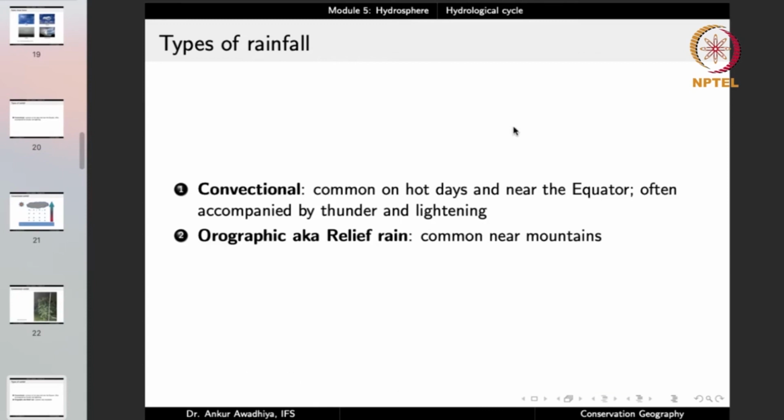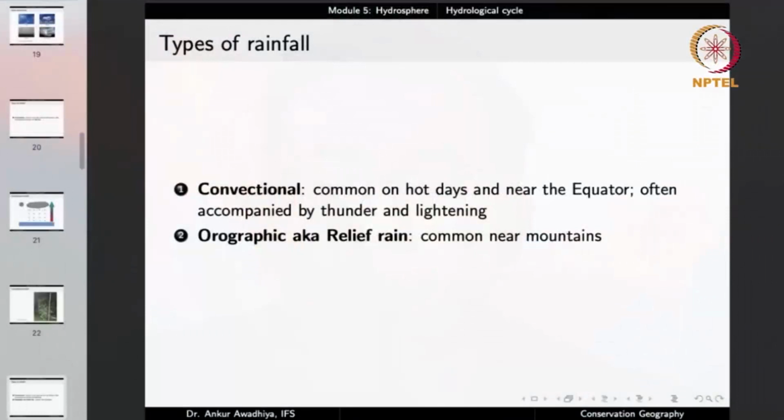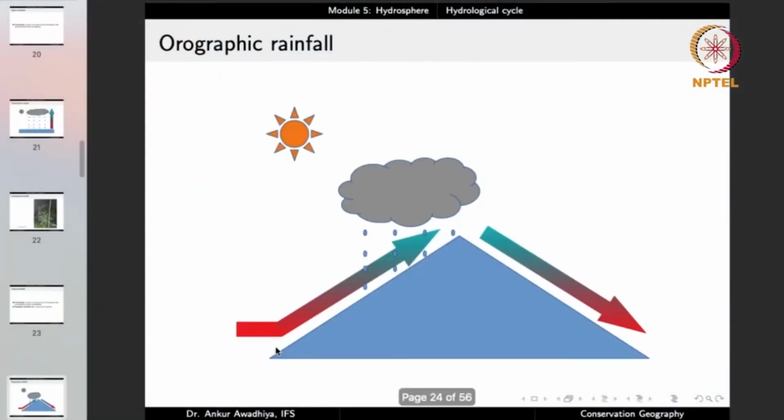Another rainfall is the orographic rainfall or the relief rainfall. Now, we had observed this term orogenesis, which means mountain building. Oros is mountain. So orographic rainfall is that rainfall that has got to do something with the mountains or something with the relief. Now in this case, the rainfall is common near the mountains, and what happens is when you have a wind that is blowing towards the mountains, when it reaches the mountains, it starts to move upwards following the slope of this mountain.